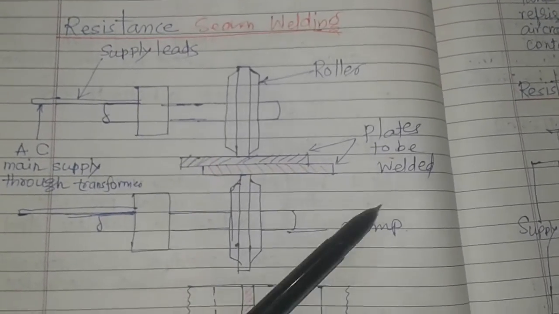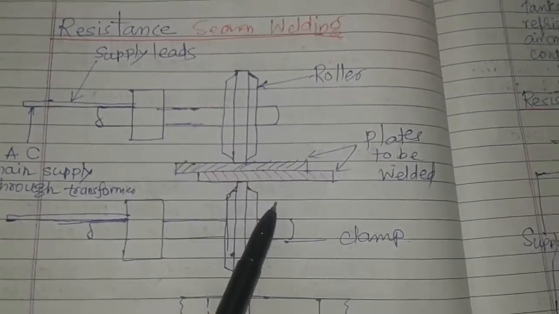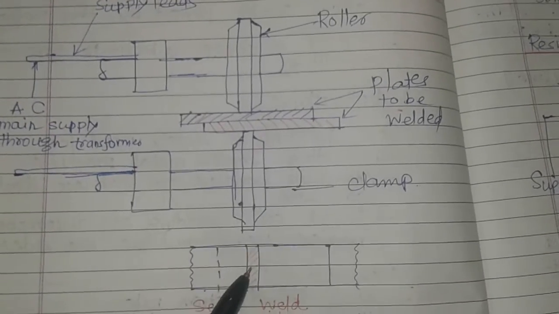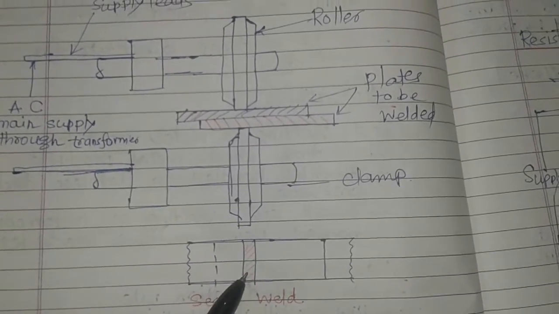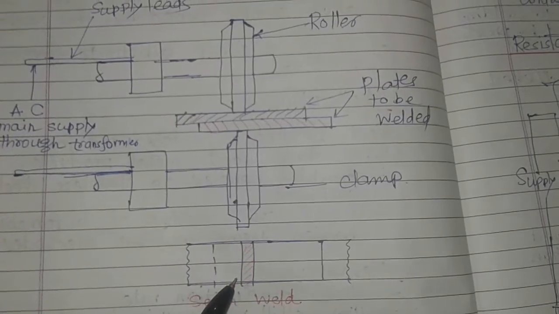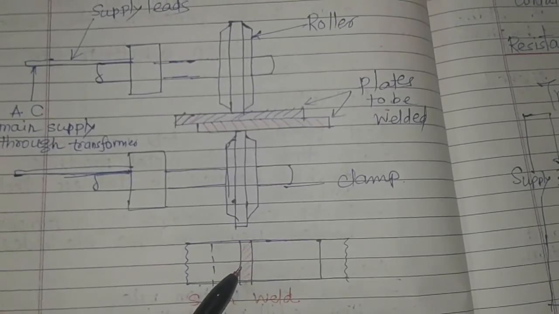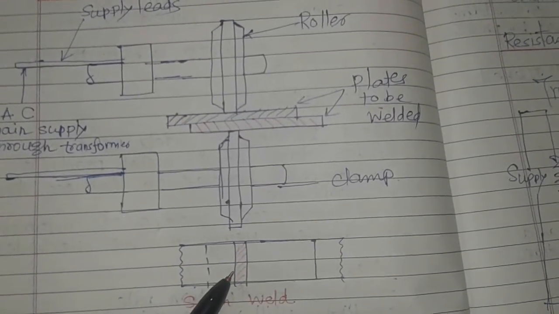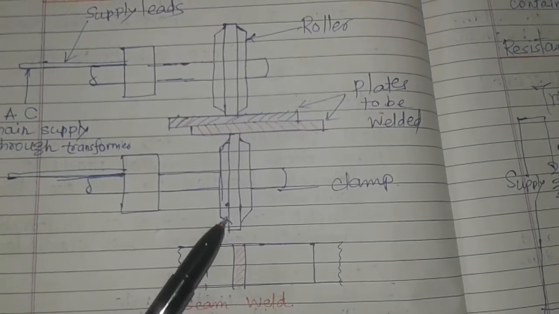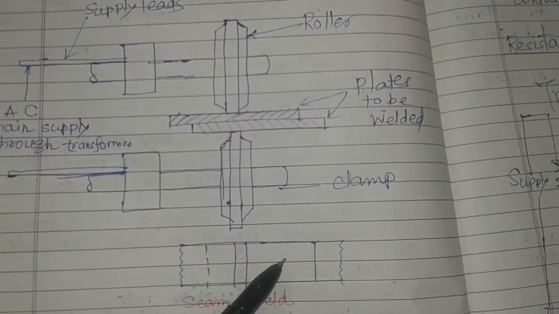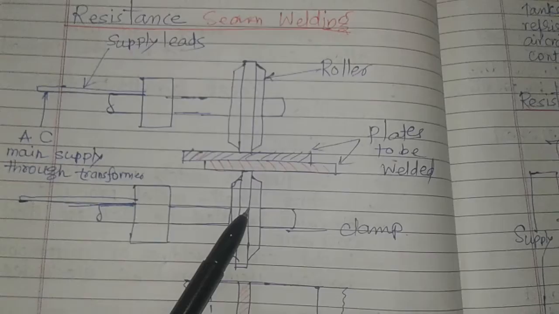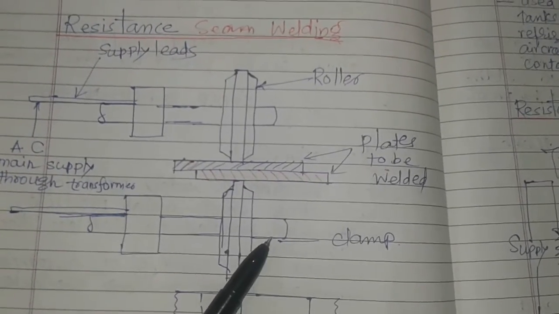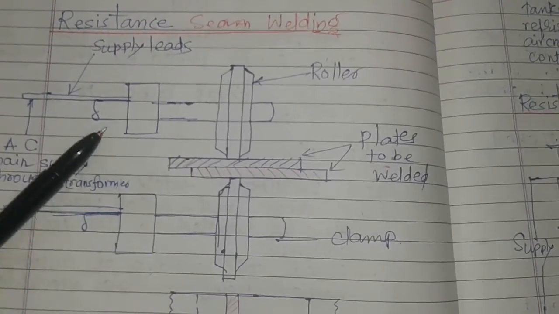So this figure is important, and how the joint is prepared in resistance seam welding, this figure is also important. If you do not draw this, you will not get full marks. So for getting full marks you have to draw both and explain properly. It is one type of resistance welding. Okay.